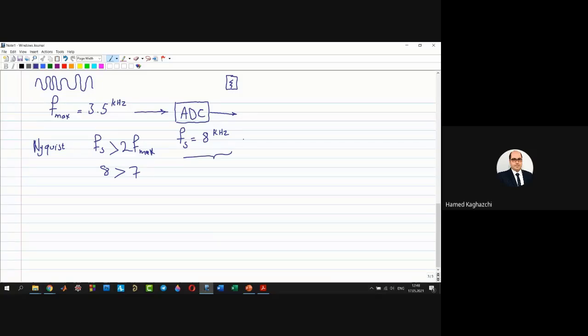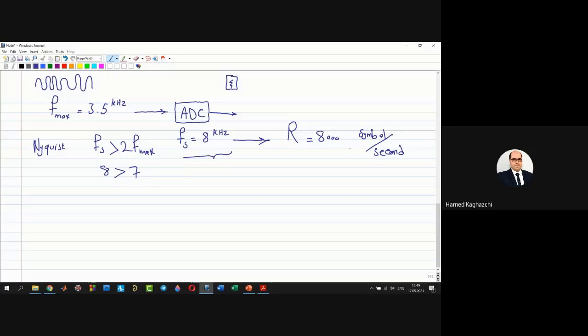So each sample, look here, each sample is a symbol for our source. It means that my R is 8,000 symbols per second. 8 kilohertz is equal to 8,000 hertz, and each sample is my symbol.